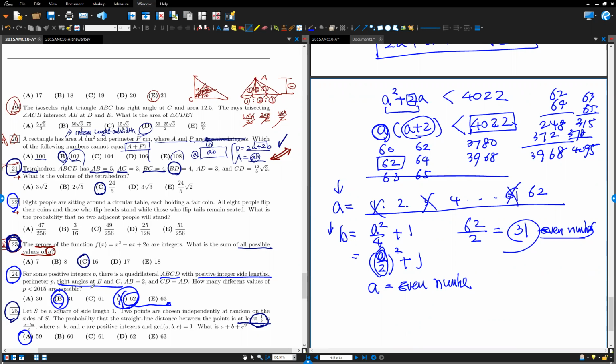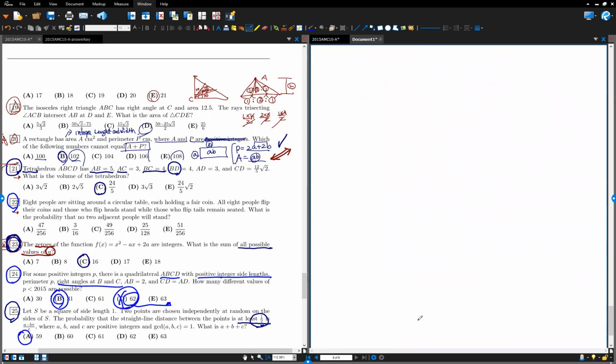What is the next one? Where is it? Number 22. Okay, number 22, round table, a little bit hard, okay, I understand. 8 people sitting around the circular table, right? We have 8 people, circular table. 1, 2, 3, 4, 5, 6, 7, 8. Yeah, we have 8 people.